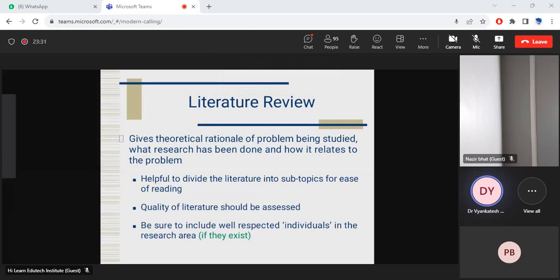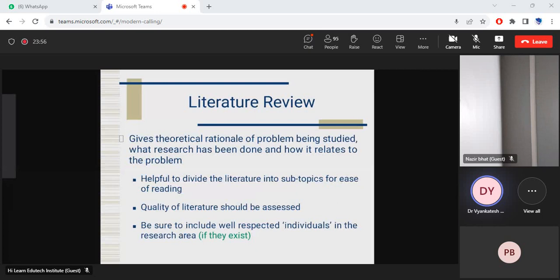So be sure to include well-respected individuals in the research area, if any exist. Definitely, you know very well any researcher in your field. Follow them, follow their ideas, and how they are working. So in short, you copy them for better future outcomes as far as the literature review is concerned.